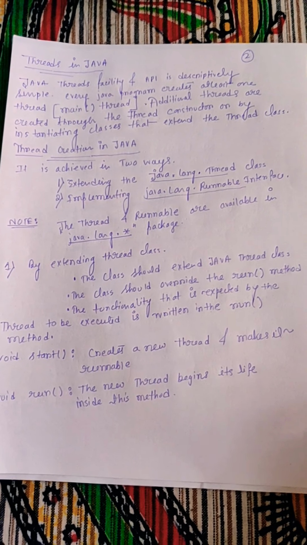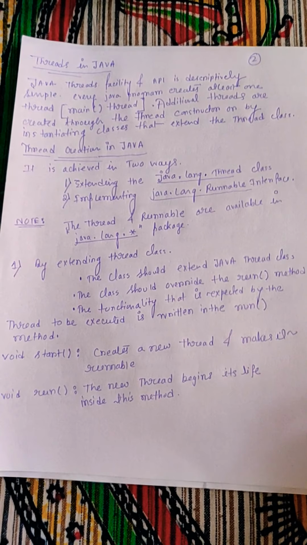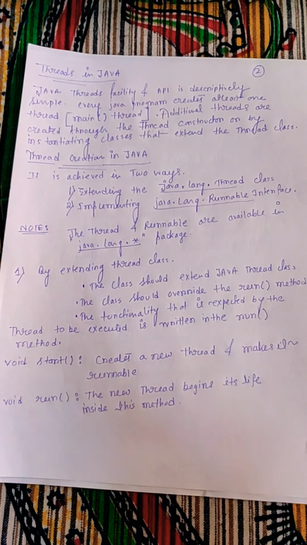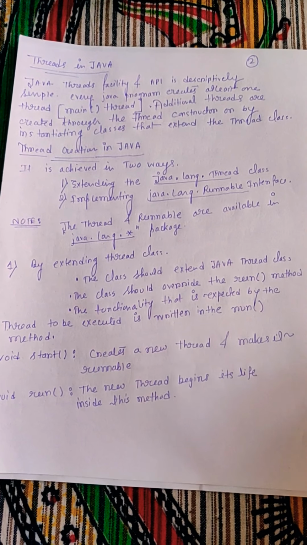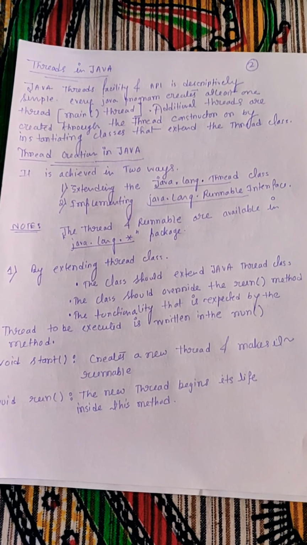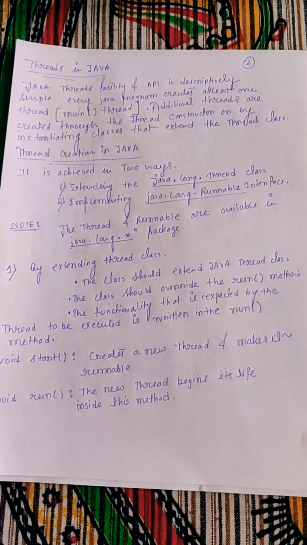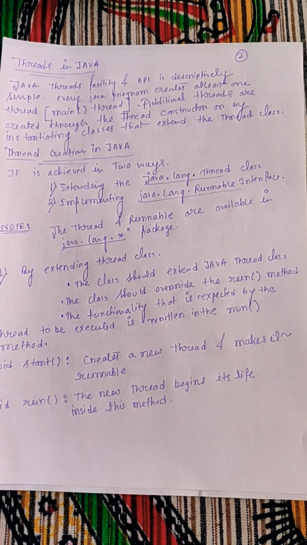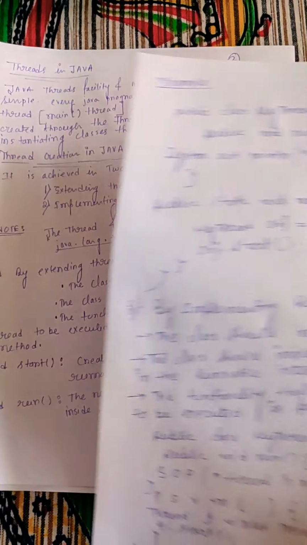And here we should use two methods: either void start or void run. The meaning of start is that it creates a thread and makes it runnable, and the meaning of run is that the new thread begins its life inside this method. So start means create the thread and make it runnable. Now, keeping these 3 points in mind, we will take the example.